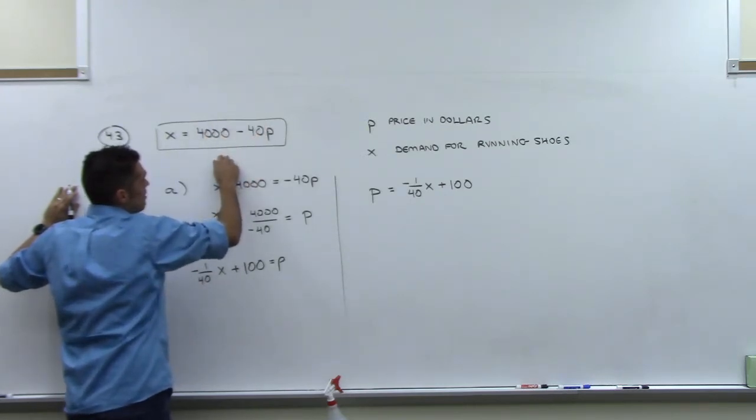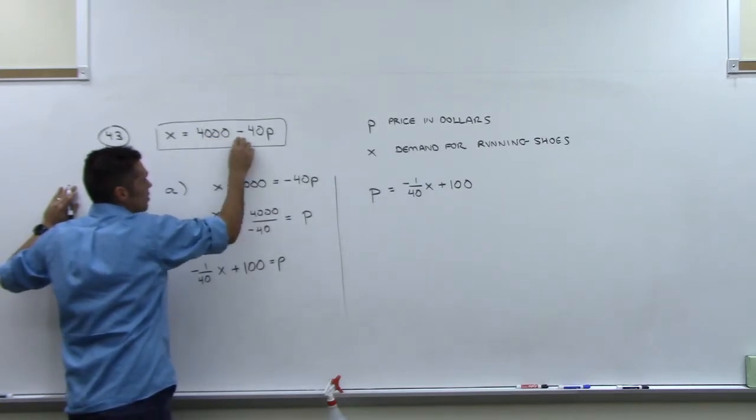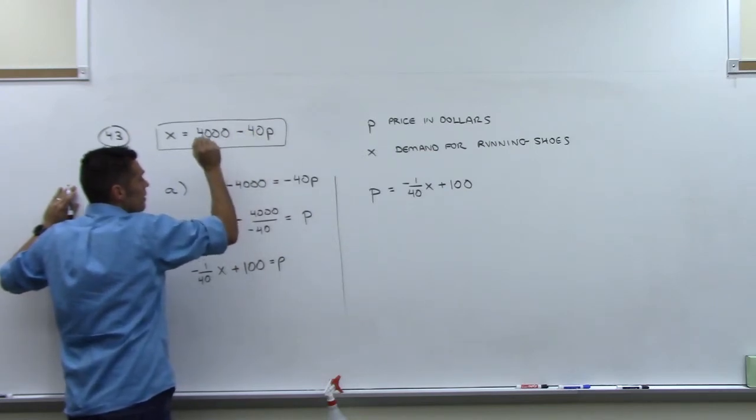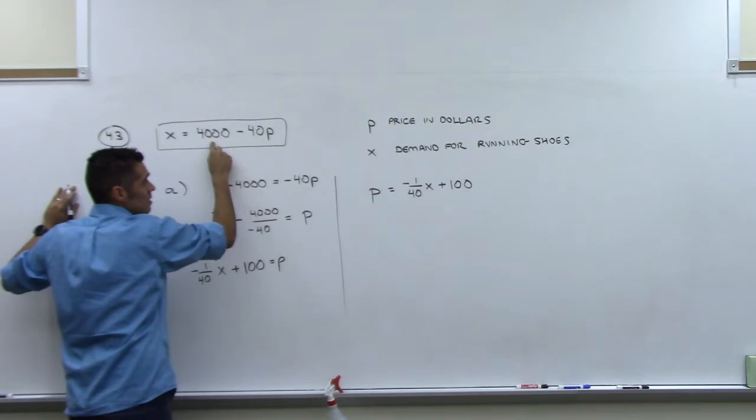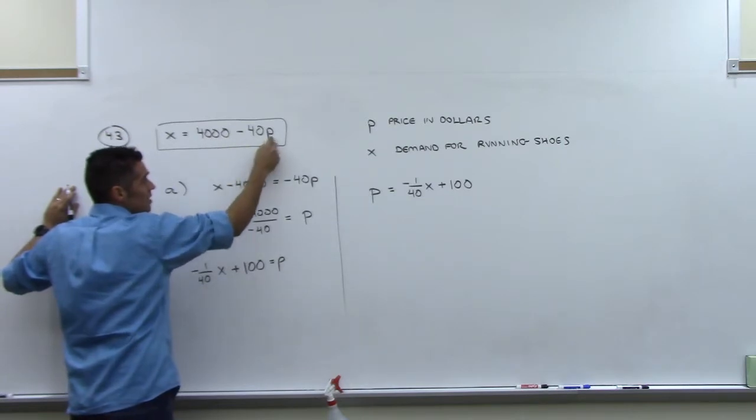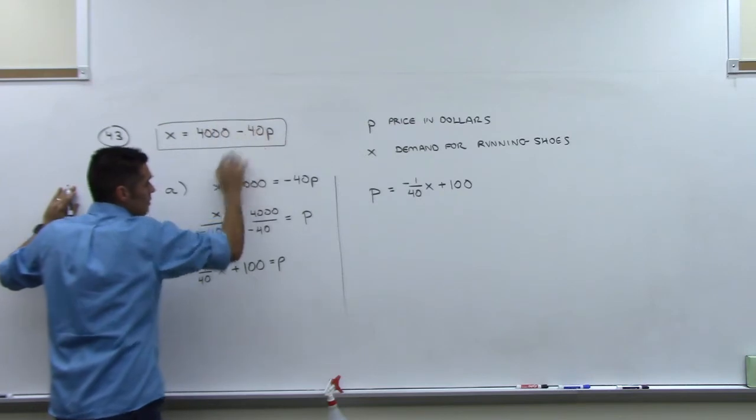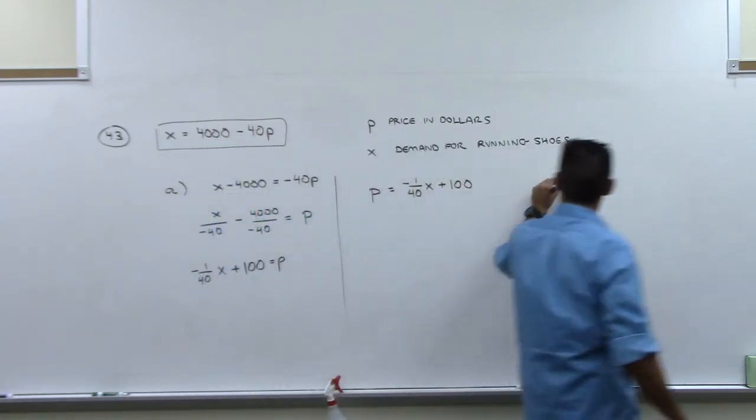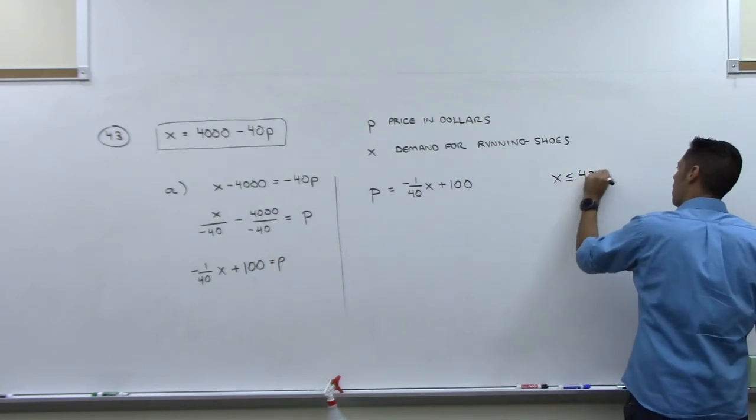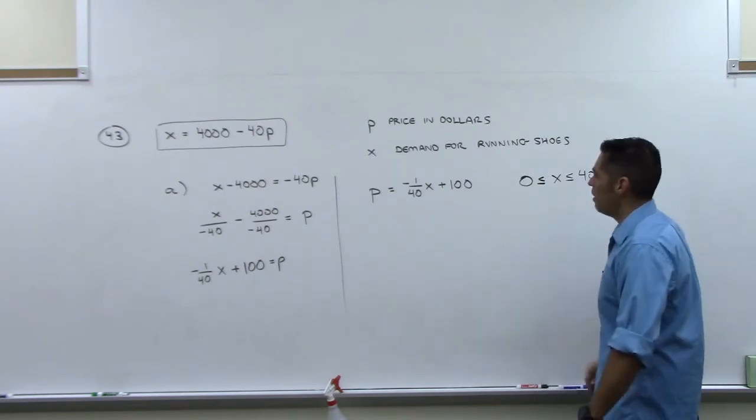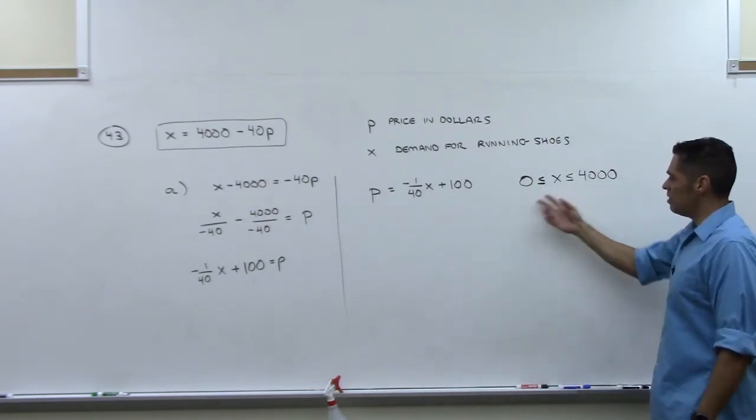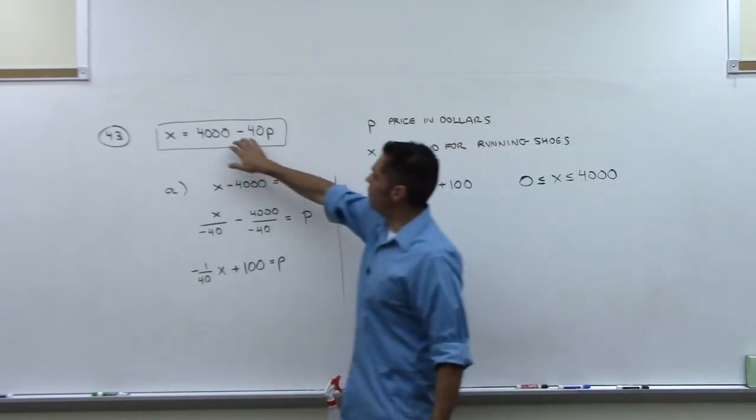The biggest this could ever be would be 4,000, because otherwise we're taking away something. If I do a price of 0, 4,000 is the demand. If I do any other positive price, it's going to start taking away from that. So the highest value of X here is 4,000. And the lowest demand I could have would just be 0, nobody wants my shoes. Okay, so this is our domain, and it's based upon this information right here.